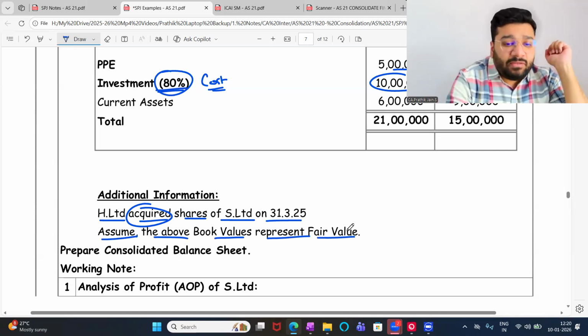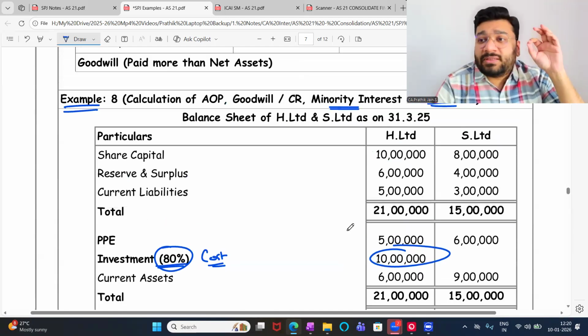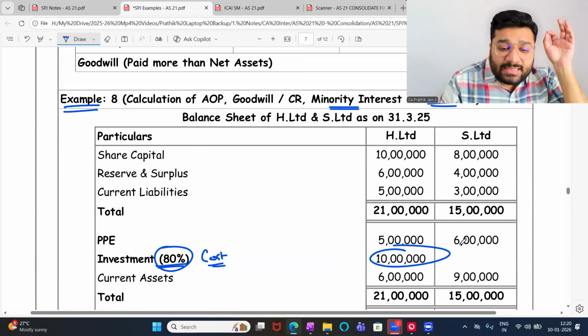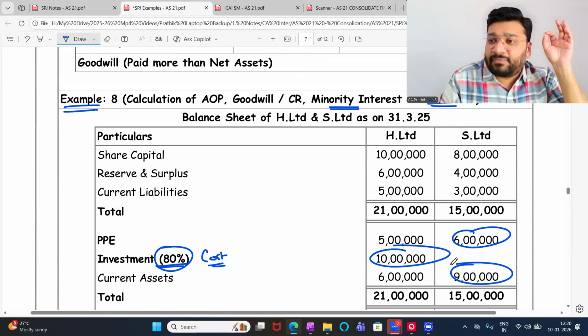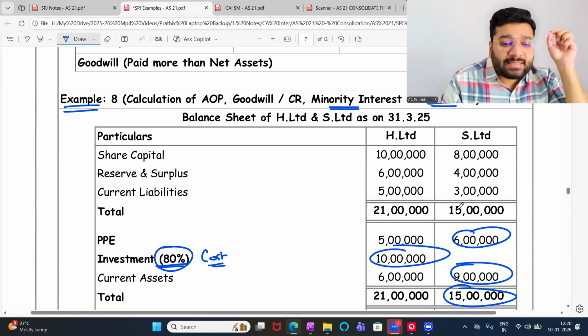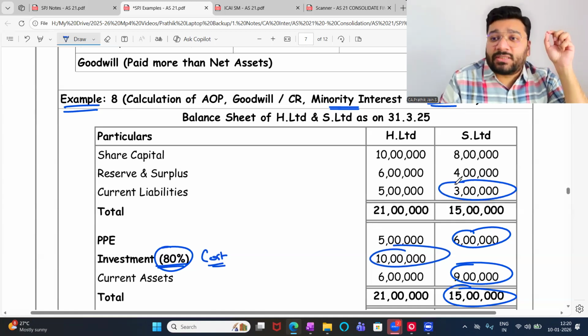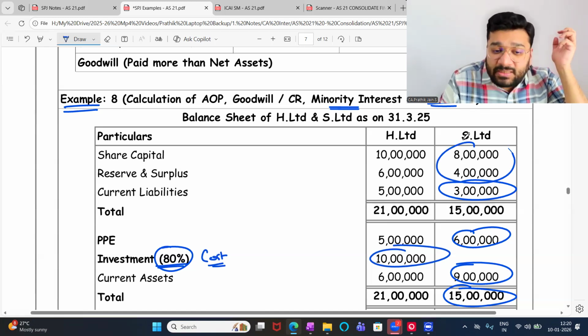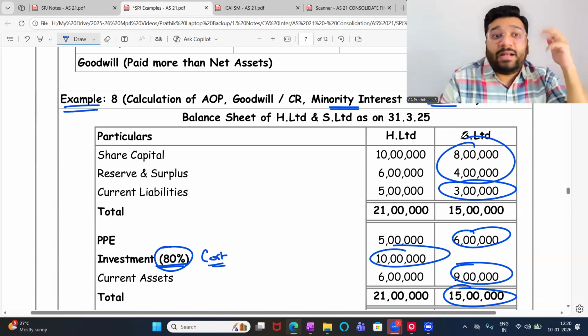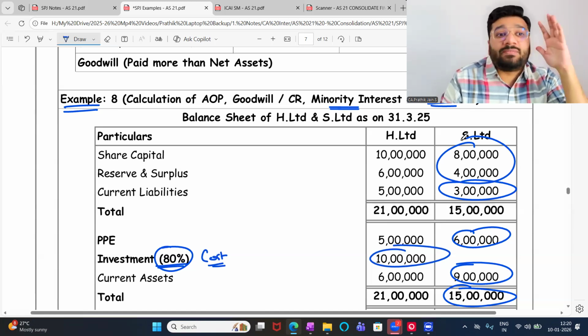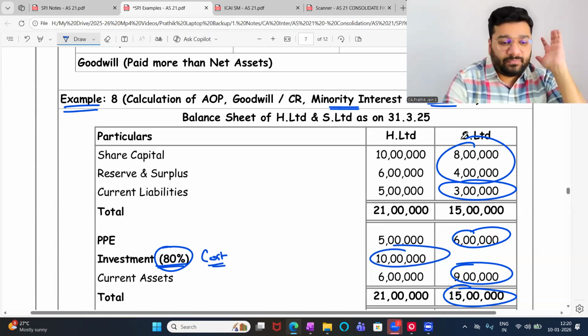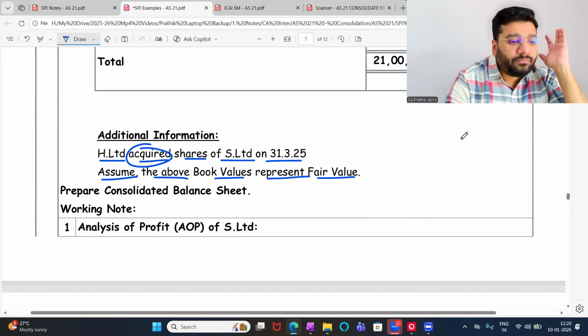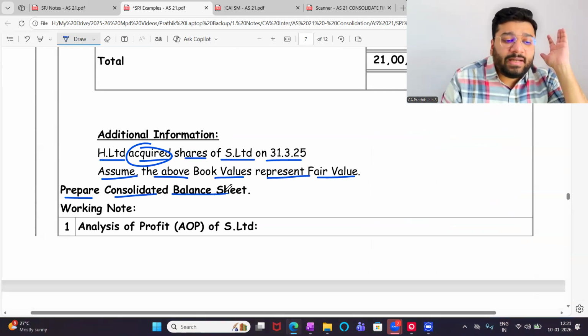What does it mean? If I go and sell the subsidiary company today, my assets will fetch 6 lakh and 9 lakh. How much will I get in total? 15 lakhs. From 15 lakhs, I'll first pay the external liability holders. 15 minus 3, what is the balance money left? 12 lakh. That is the net worth of the business, the money left for the owners at the end. Now, prepare consolidated balance sheet.